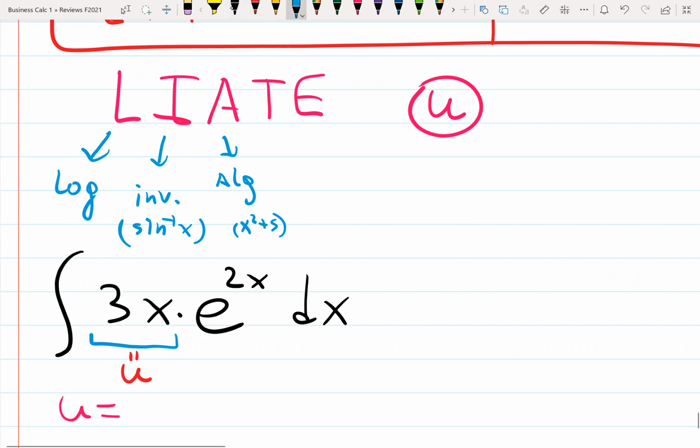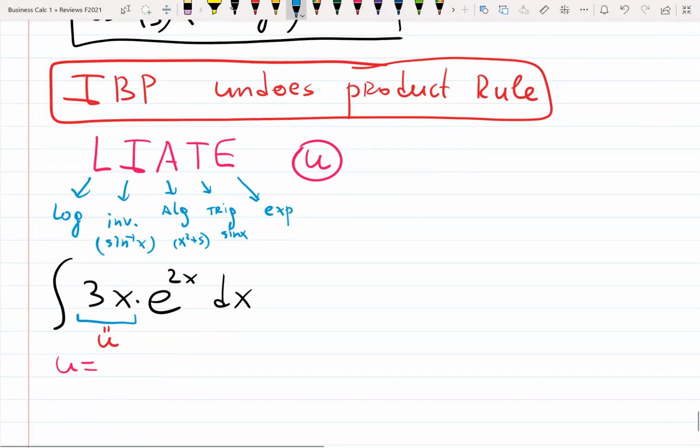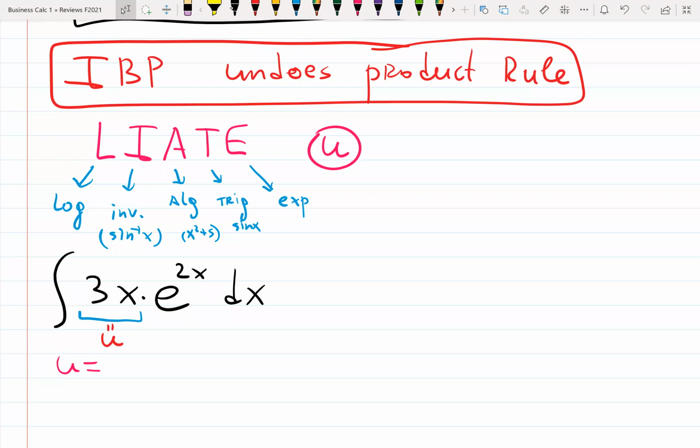But let's keep going. If you don't see any of these three, but you see trigonometric function, that is sine or cosine, whatever, choose that to be u, and only last in the list should be chosen u as exponential function, because it's the worst one. Exponential function, when you differentiate it or integrate it, doesn't help. So that's a recursive case.